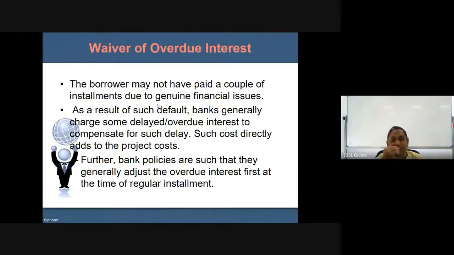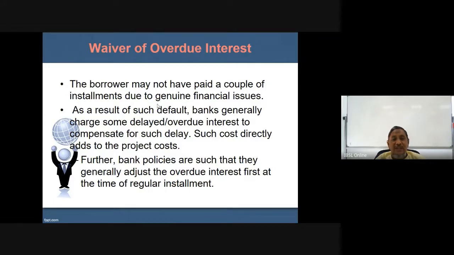So whenever a customer defaults on due dates, the bank will charge penal interest. An interest rate will be charged for penal interest. Right? Some delayed overdue interest to compensate for the delay.